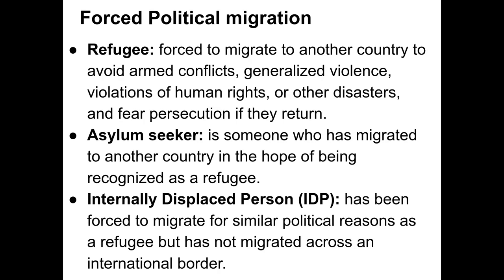More definitions, drives me crazy. The beginning of every chapter, there's like all these new words you got to learn. So refugee, somebody that's forced to migrate. An asylum seeker is somebody who, for political reasons, has migrated and they're hoping to be officially recognized and given refugee status or asylum seeker status within that new country.